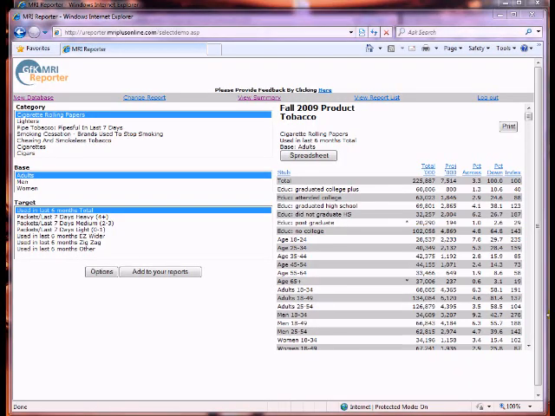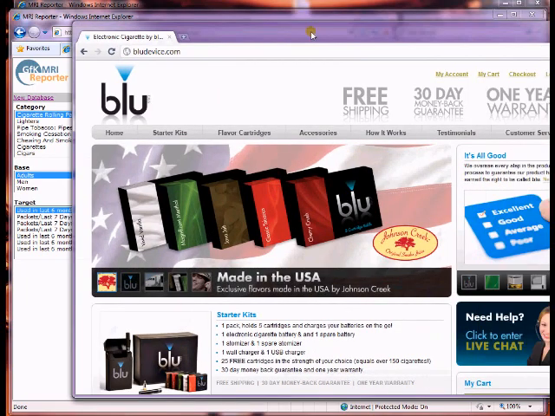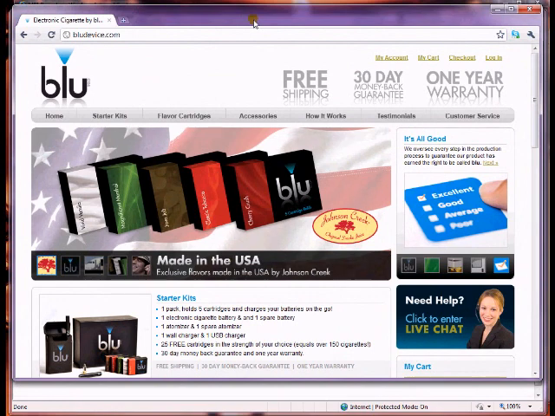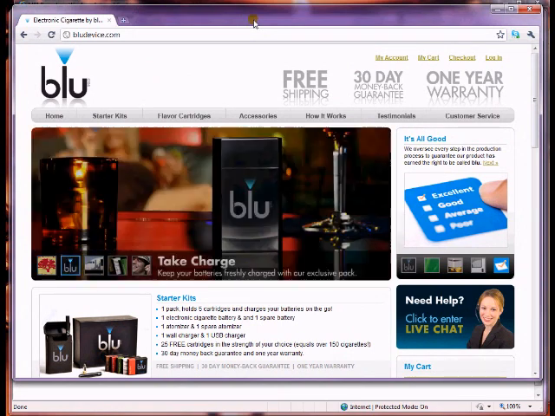Okay, so we've seen the basic way the MRI Reporter can be used and interpreted. Let's look at a hypothetical marketing scenario and see how a marketer may apply the information gained from looking at MRI Reporter. Let's imagine that we are an advertising agency working with Blue Device. Blue Device is a vaporizer, electronically charged cigarette device.